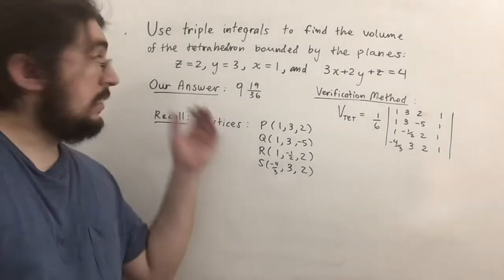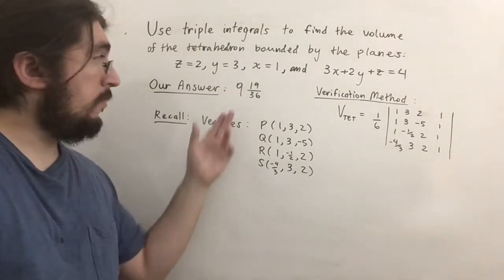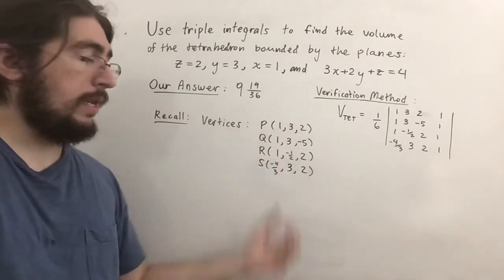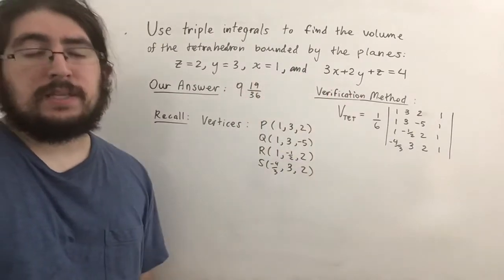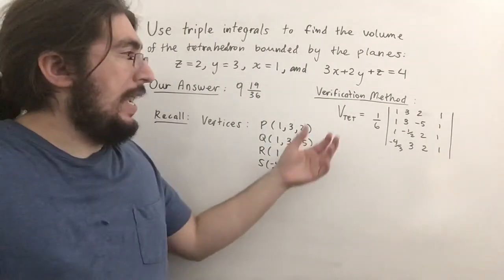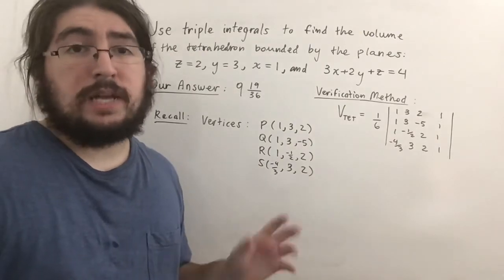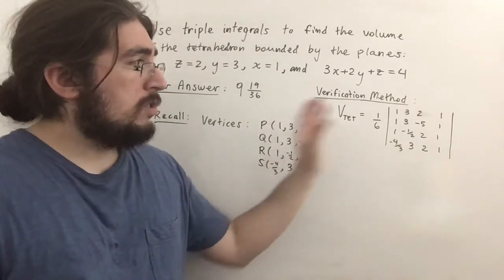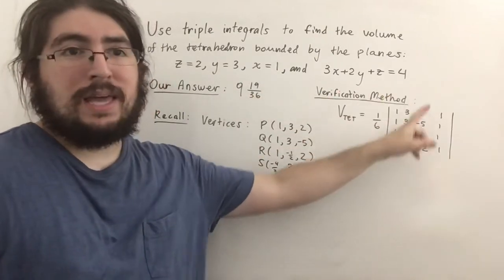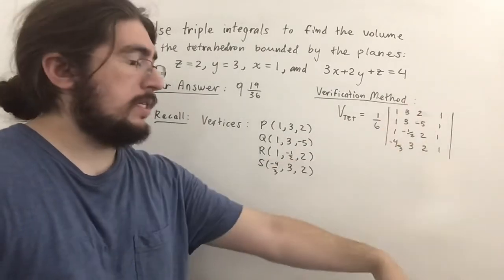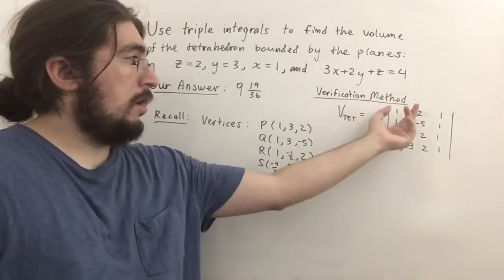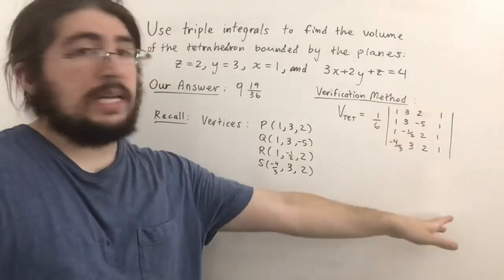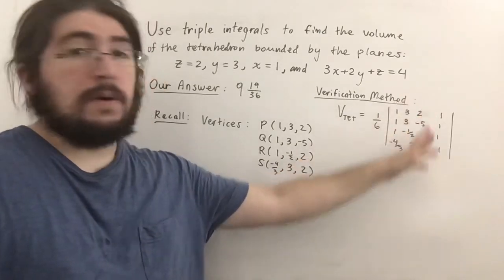All right, so here it is. This is the answer we just got, 9 and 19 over 36. We recall our vertices are P, Q, R, and S. They were these values, or these points, really. Our verification method is something I looked up online, and there's this formula for the volume of a tetrahedron. It's actually quite nice. It is 1/6 times the determinant of the 4x4 matrix whose entries are the points, and then 1 for the last column. So our points are exactly these points. I have X, Y, and Z for each of these, and then the last entries, the fourth column, are just all ones.